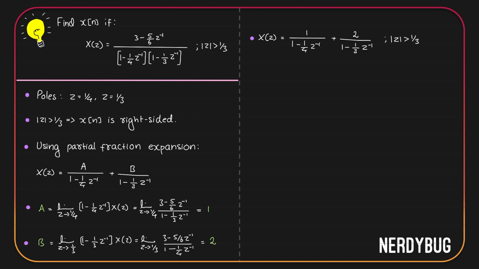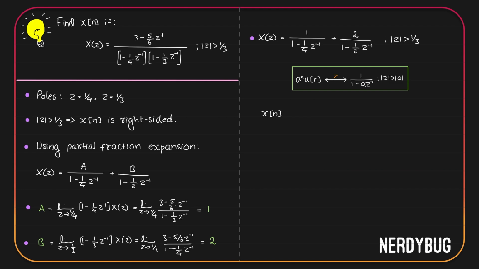Therefore, X of z becomes 1 by 1 minus 1 by 4 z inverse plus 2 by 1 minus 1 by 3 z inverse. ROC is magnitude of z greater than 1 by 3. So both of these should have inverses that are right-sided. Let us use the result that we already know. 1 by 1 minus a z inverse, when magnitude of z is greater than magnitude of a, is the z transform of a raised to n u of n.